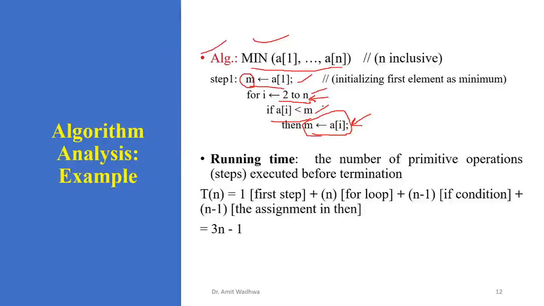So if we perform this algorithm one by one, we have to calculate the running time based on our requirement. So running time here can be said as T(n), the total number of computation steps or primitive operations executed before termination. The first step is this one. As it is a single step, its running time we consider as 1. It will be executed once, so it will be considered as 1 only.